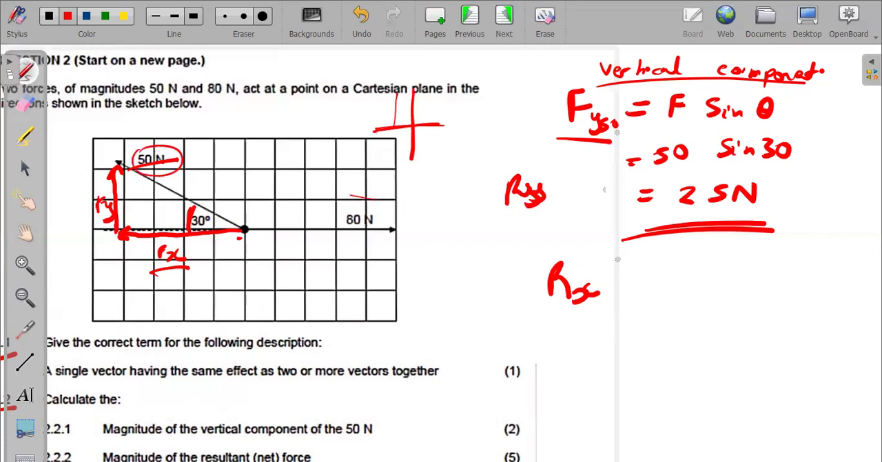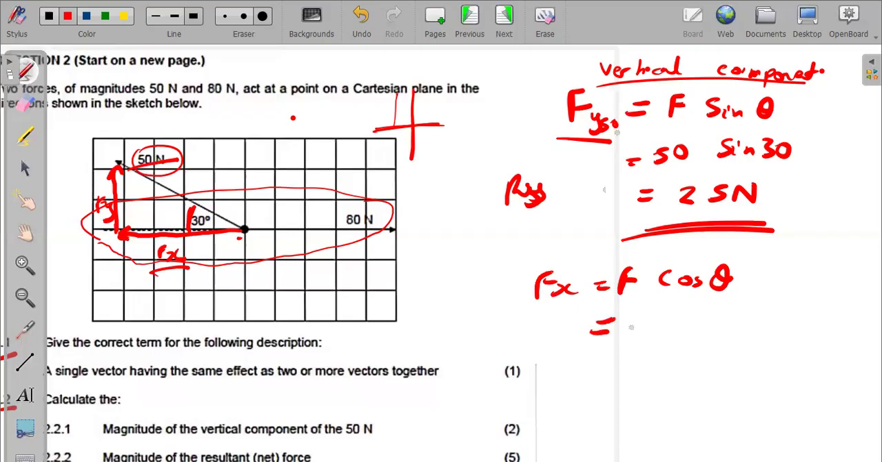Why? Because it is the one acting in the same dimension as the 80 Newton force, right? As a matter of fact, it's very good to note the syllabus tends to confine us to these two dimensions, the horizontal and the vertical, so much so that it wants us to understand them, to know them. So how do we calculate Fx now, right? So here is our Fx. Fx is equal to F times cos theta. When theta is the angle to the horizontal, Fx shall be given by that formula. The horizontal component of the force shall be given by that.